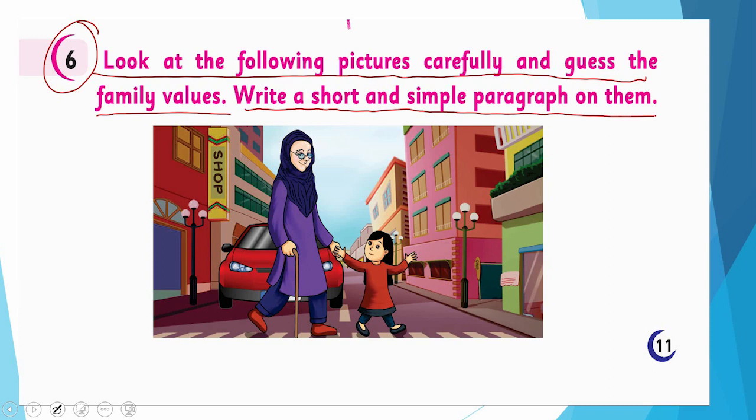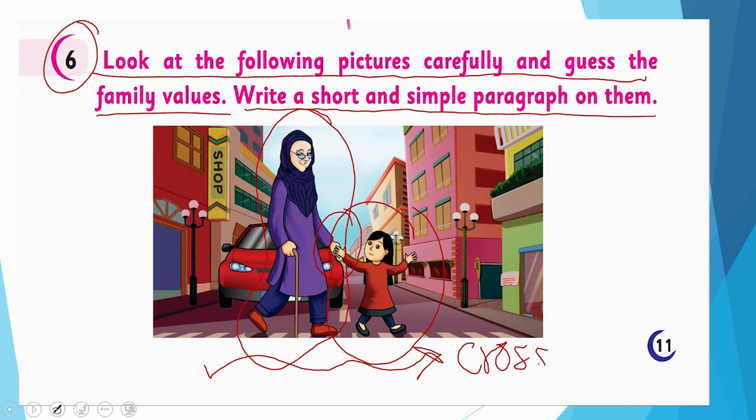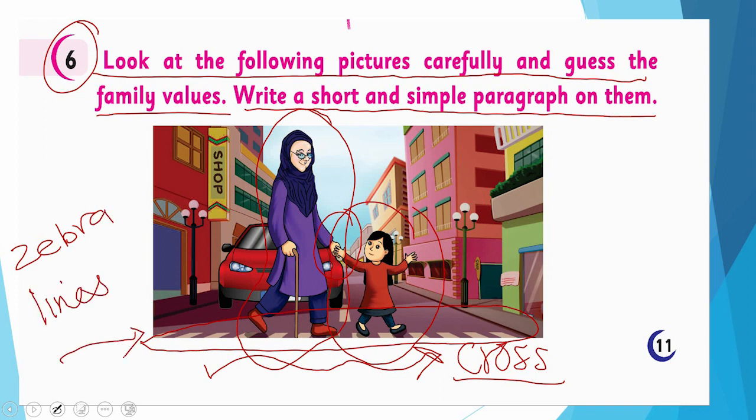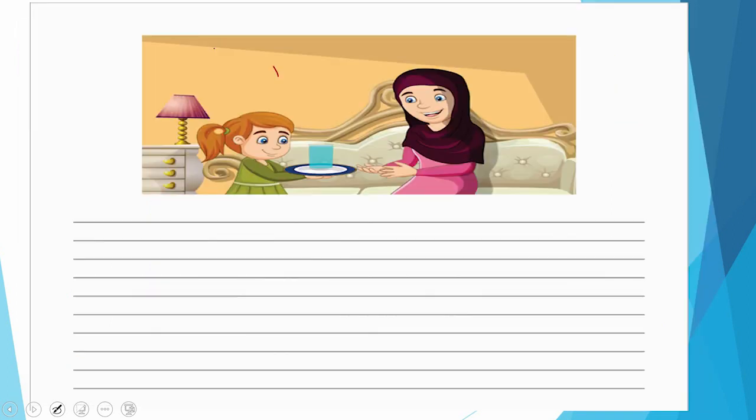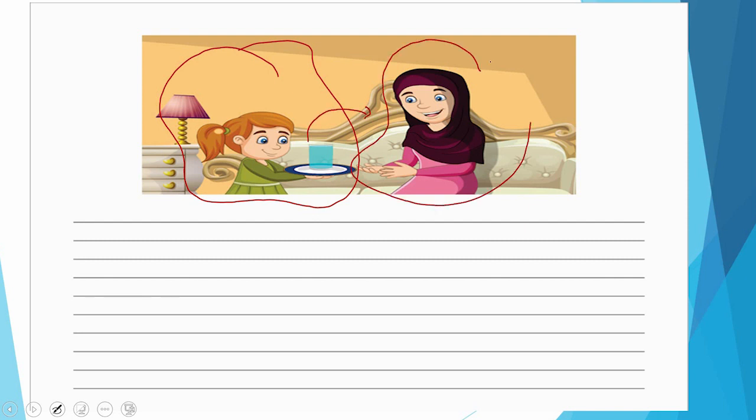What do you see in this picture? This is an old lady with a stick, and this little girl is holding her hand and helping her cross the street. If you can see, the picture has zebra lines. These lines are there for the pedestrians. People who walk on the road must cross the road through the zebra line. And the cars need to stop before the zebra line, not on top of it. What is this little girl doing? She is offering or bringing water for her mother.